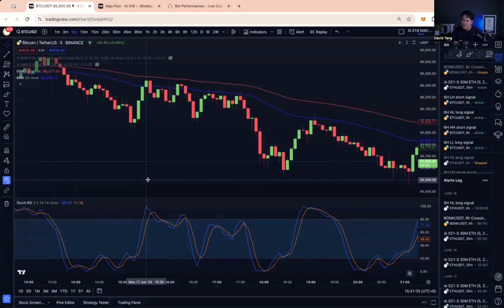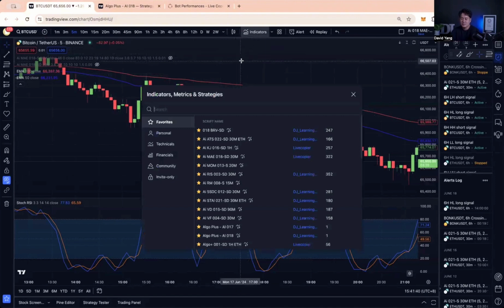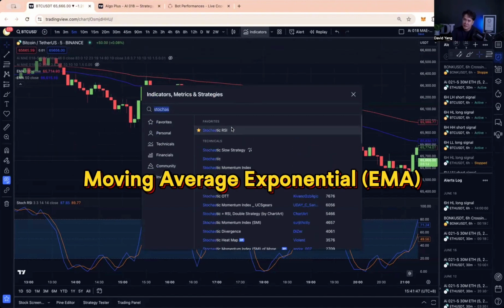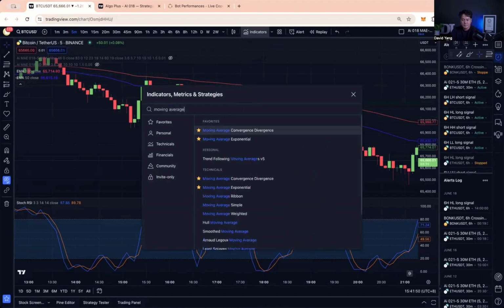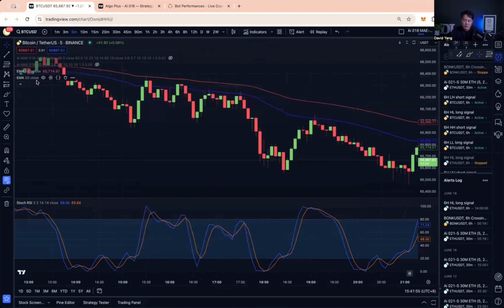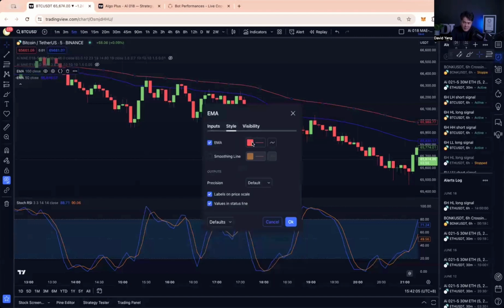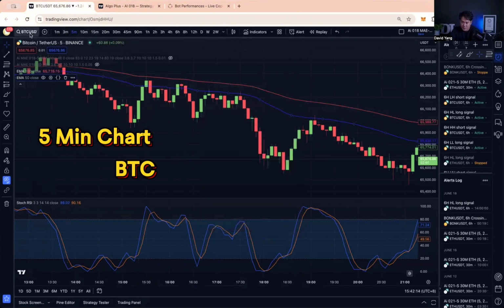What strategy am I using, and what indicators? First of all, I go into indicators here. I'm using Stochastic RSI. The next indicator is the Exponential Moving Average, EMA. Click it 2 times so that 2 lines show up here. This is Stochastic RSI. First, change your EMA to 100 and make it red in color. Then change EMA 50 to blue. After that, I'm using 5-minute charts in Bitcoin.